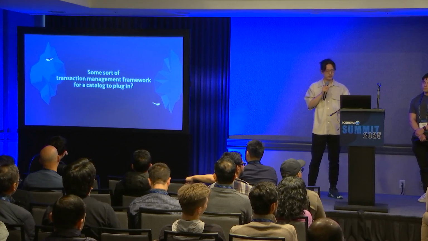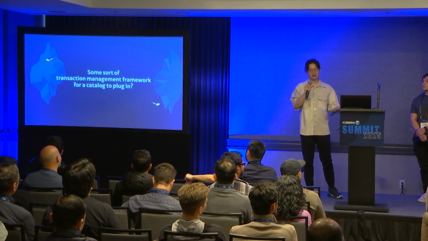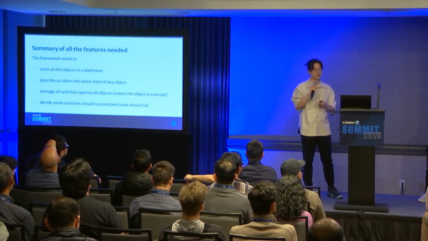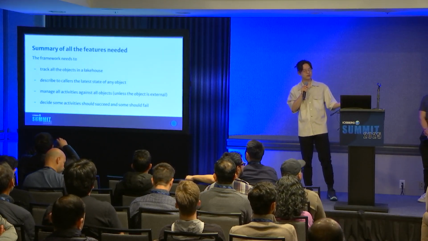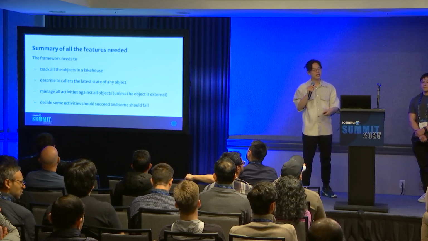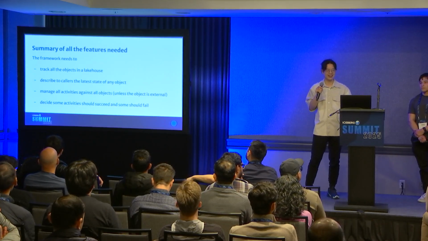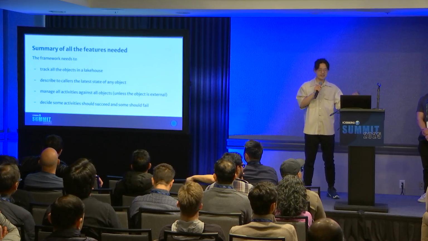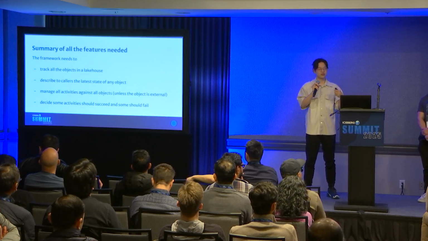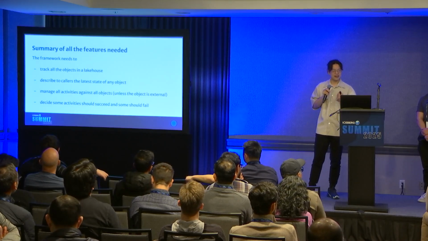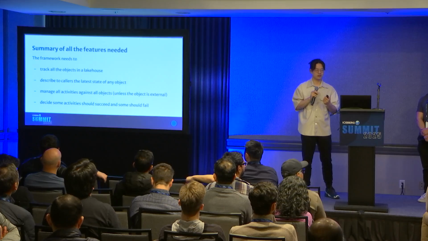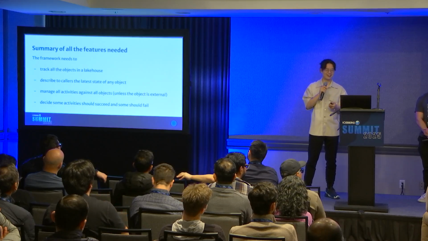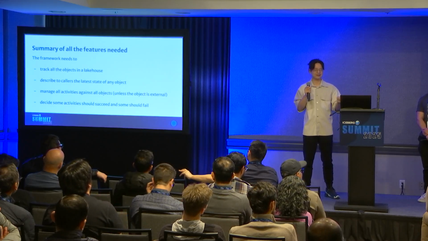So I guess it's some sort of transaction management framework, whatever that means, maybe a catalog and plugin. We went through with this line of thought for some time, and then we gathered what the framework needs to do, which is that the framework probably needs to track all the objects in the lakehouse, right? It needs to know what is in there, and it needs to describe to the callers what is the latest state of any object with the concept of the transaction, so that it is obeying the isolation levels. And it needs to manage all the activities against the objects, because if you don't know the activities, then you don't know how to manage the transactions, right? That's pretty obvious, unless the object is external, then it's kind of static.